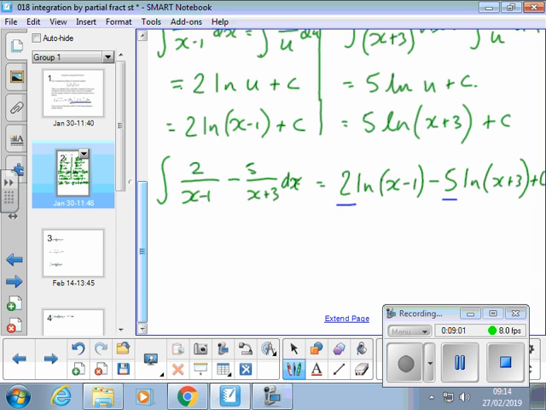No, sorry? No, ln is a function, isn't it? Natural logarithm of. No, that's not multiplied by L times n. That's ln, the natural log. Okay?